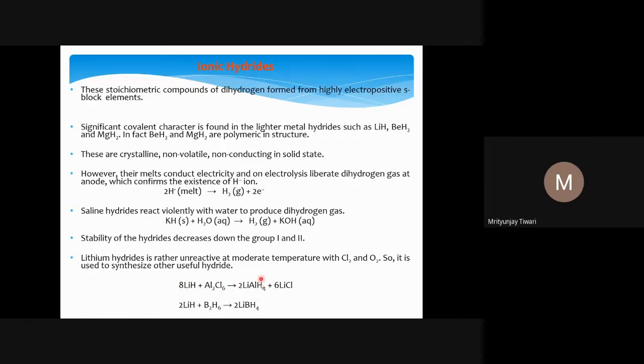And this lithium aluminum hydride, we know, is a reducing agent, and it has huge applications in organic chemistry as a reducing agent. So you should remember lithium aluminum hydride as a reducing agent and its application in organic chemistry. Lithium hydride plus B2H6 also forms lithium borohydride, LiBH4. This is lithium aluminum hydride, and this is lithium borohydride. This is also a reducing agent. There are other applications of these hydrides as well.